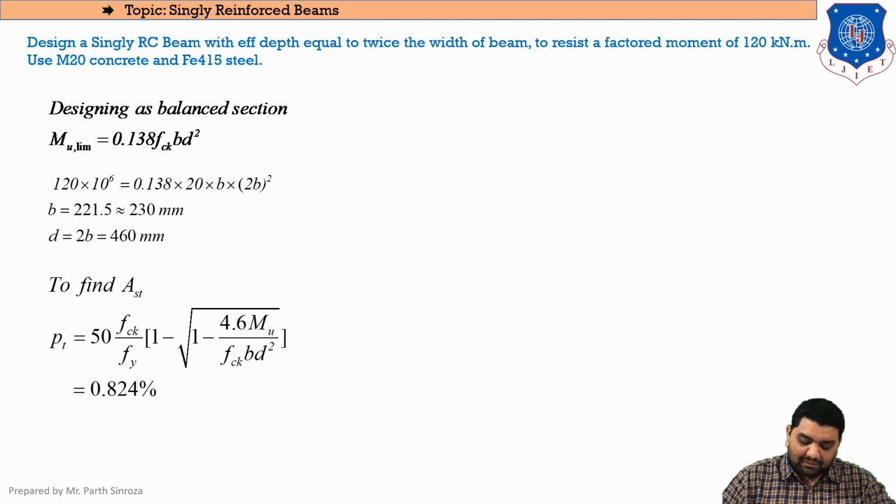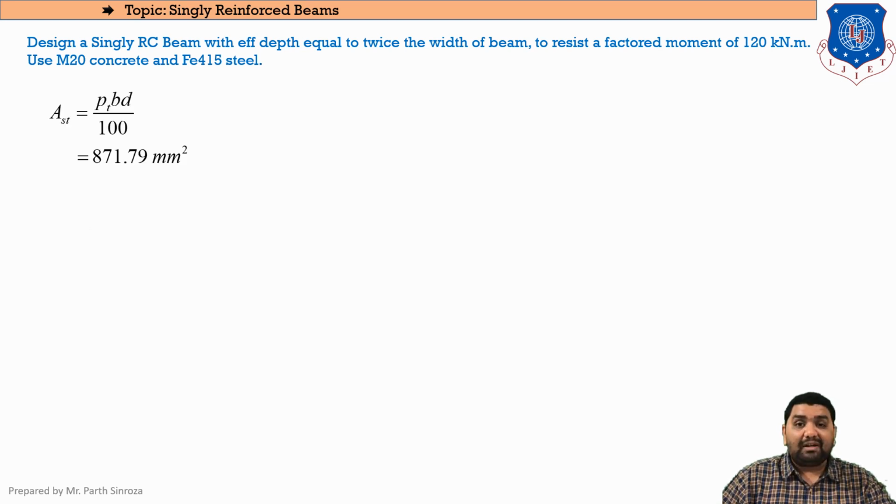So now the next step will be to find the value of AST, and the equation will be PT BD by 100. So the answer here comes out to be 871.79 mm square. So here the calculation of steel is completed. Now for designing we need to provide the steel content.